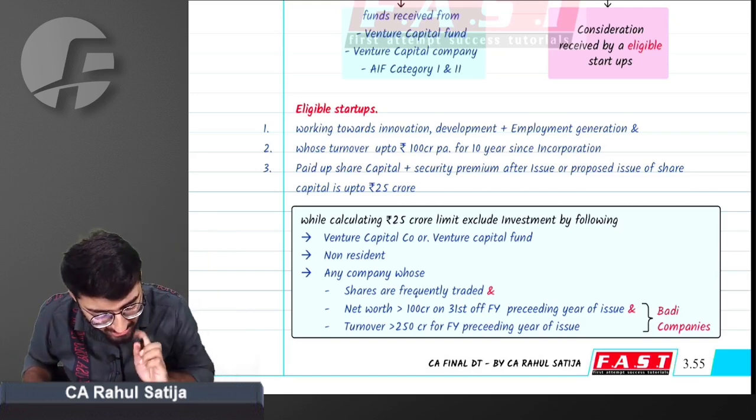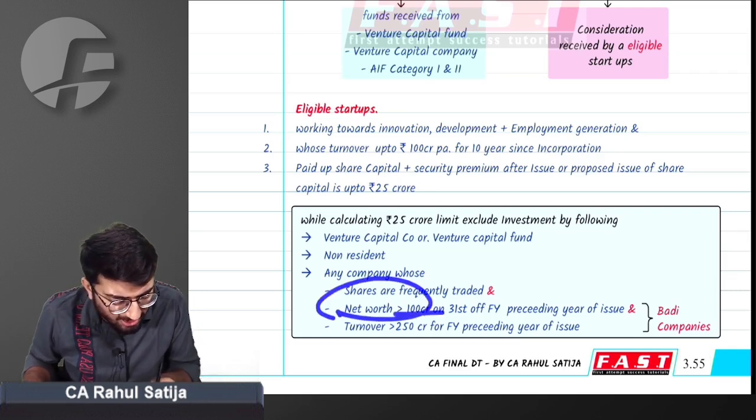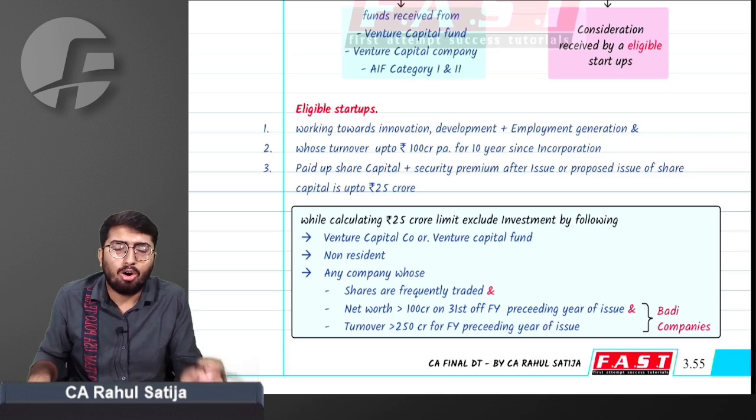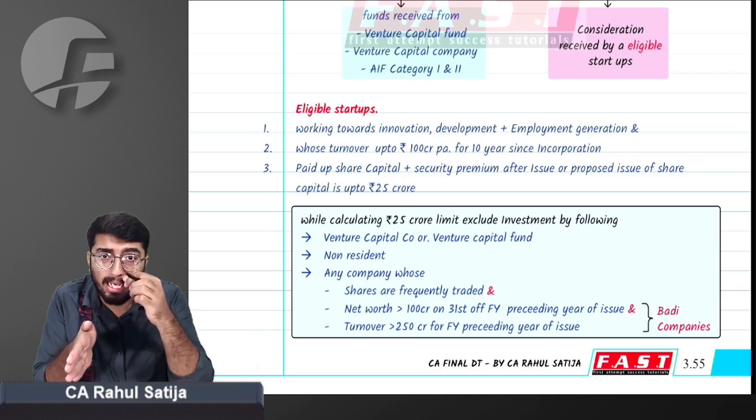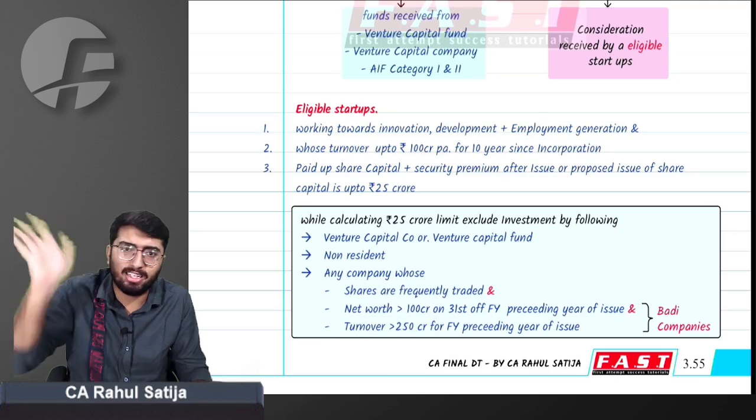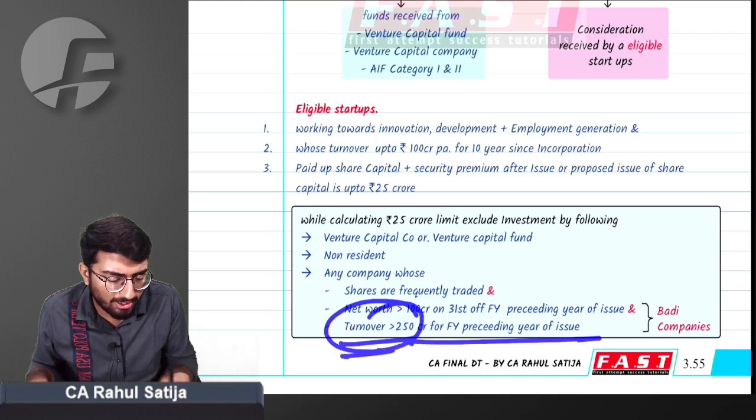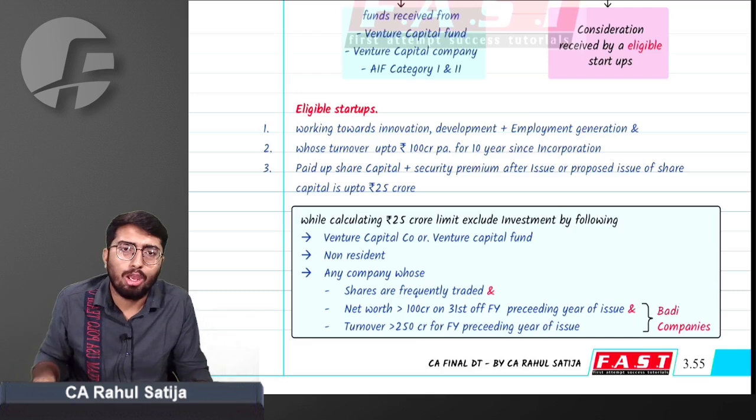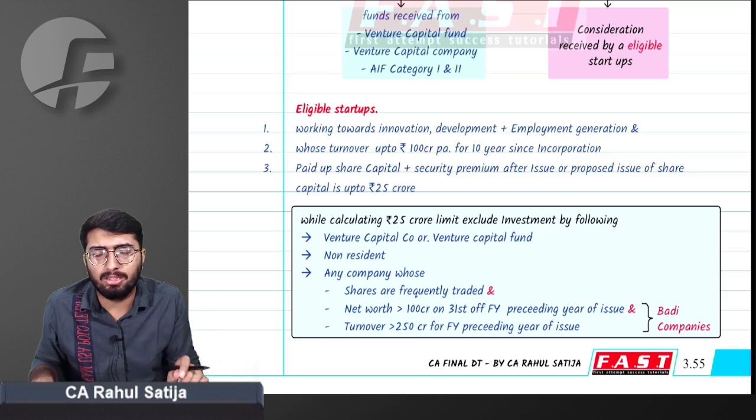Sir, what are big companies? Any company whose shares are frequently traded, for example, like Reliance. Any company whose net worth is greater than 100 crore on the 31st March of the financial year preceding the date of the issue. Whatever balance sheet is available, as per that balance sheet, it should have net worth greater than 100 CR. And last but not the least, turnover of such company shall be greater than 250 CR in the year preceding the date of the issue. All these three conditions are to be complied with in finding out a big company.